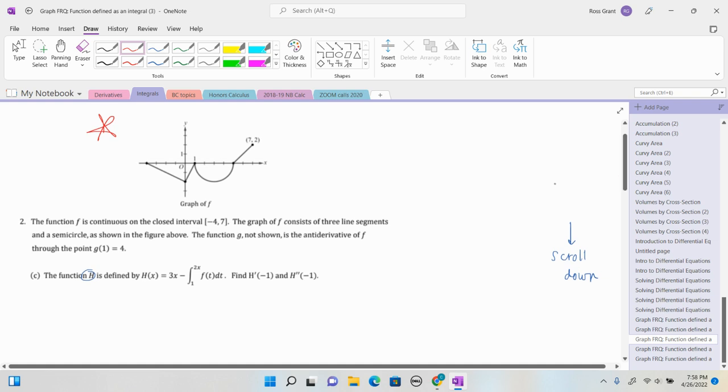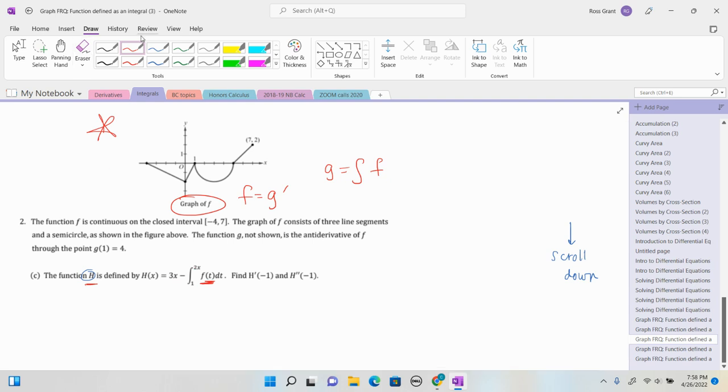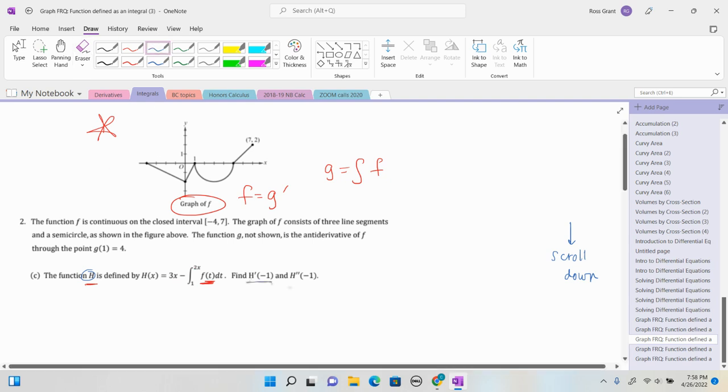Now this one's interesting because we're talking about the function f, which is g prime, right? Because g is the antiderivative of f, so g prime would be f. Okay, then we have another function h, which is also defined in terms of f. Like here, g is just the integral of f. H is the integral of f from 1 to 2x, but it's 3x minus that. So all they want is h prime of -1 and h double prime of -1.